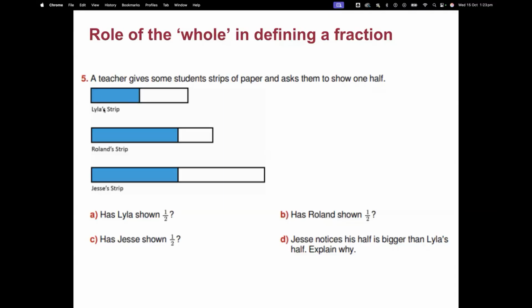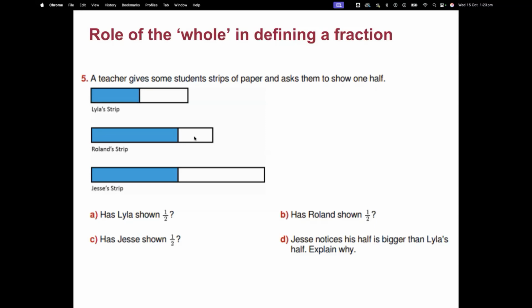So remember the definition of a fraction. It's got to be divided into equal parts. And 1 part out of 2 is shaded. So this is showing 1/2. But also I would say Jessie has shown 1/2, because again, it's divided equally. Roland, these parts are not divided equally, so I'm skeptical about Roland.